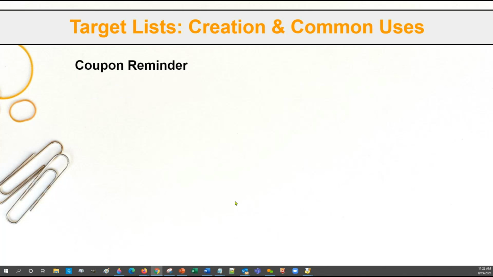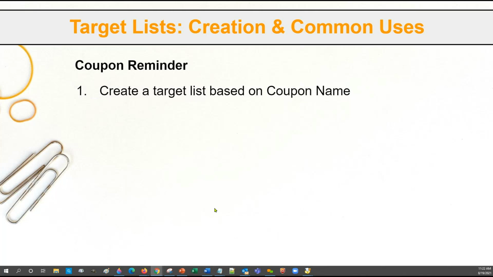A coupon reminder target list is a little more complicated than the previous example because there isn't one specific data point to choose that gives us the information that we want. So we'll need to create a couple of singular target lists and group them together. First, we need to create a target list based on coupon name. This will give us all opted-in contacts that received the coupon.